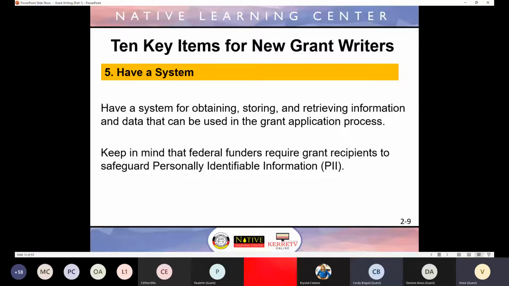What I'm talking about here is being able to have a system in place. Everything I've been describing up to now, that's the system that you need to have in place.